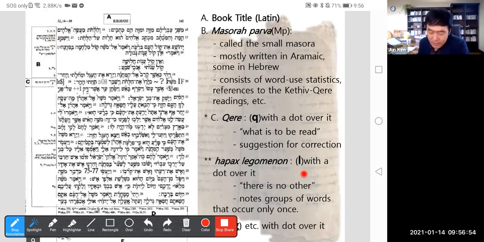With a dot, that means there is no other. This means there is no other. It notes groups of words that occur only once. So lamed with a dot means this word didn't appear previously. That means the word is used for the first time here. Can you understand? So then which word?